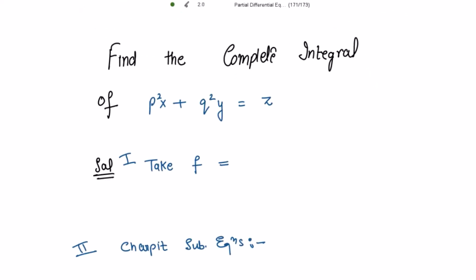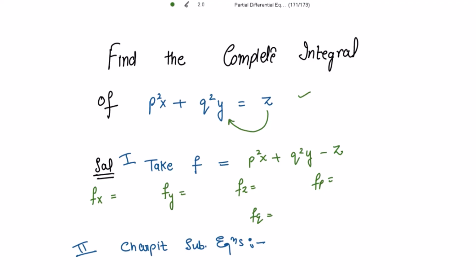We need to find the complete integral of this equation by Charpit's method. Let's take f to be equal to, taking the z to the other side, p square x plus q square y minus z. For Charpit's subsidiary equations, we need the derivative of f with respect to x, the derivative of f with respect to y. We also need fz, fp and fq.